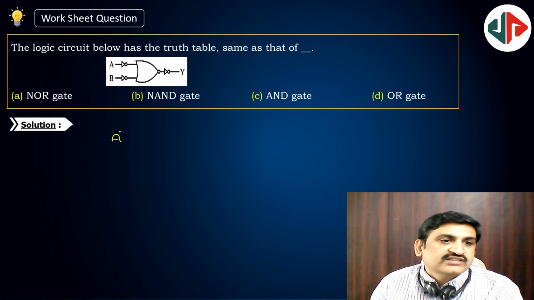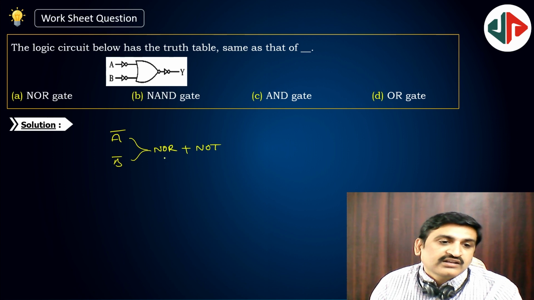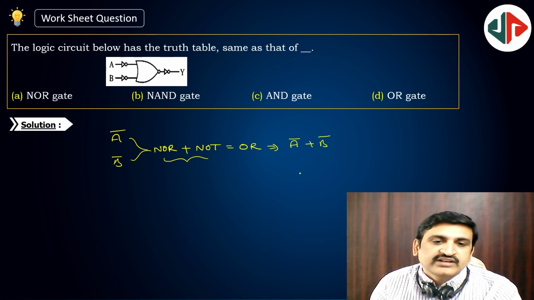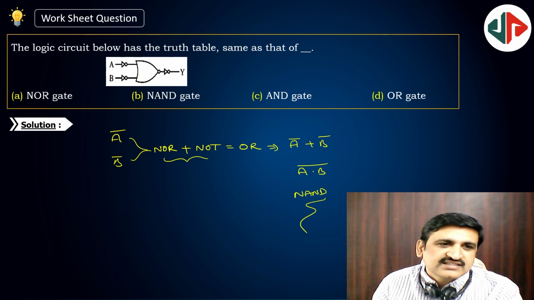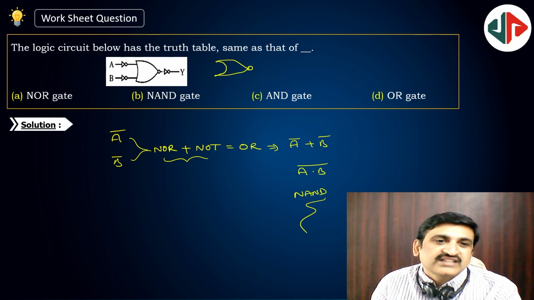The circuit is given as A bar, B bar. This is NOR, followed by NOT. NOR followed by NOT is nothing but OR only. Implies we are going to have A bar plus B bar, which can be written as A dot B whole bar. So this is nothing but NAND. Otherwise, I first thought that it is a NAND gate, but it is actually a NOR gate. Anyway, in the examination it will be clear.